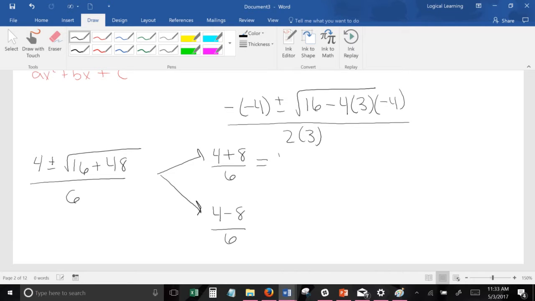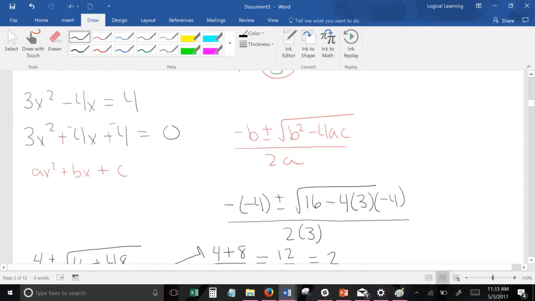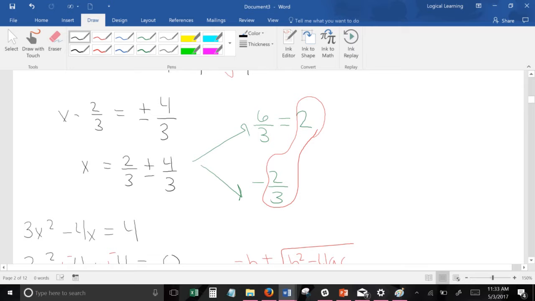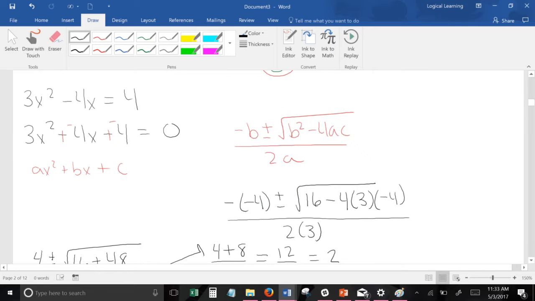Well, 4 plus 8 is 12 over 6, that's 2. And 4 minus 8 is negative 4 over 6, which is negative 2/3. And now we can see that both methods gave us the exact same solutions, and so either method is okay.